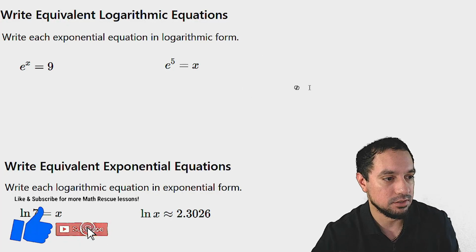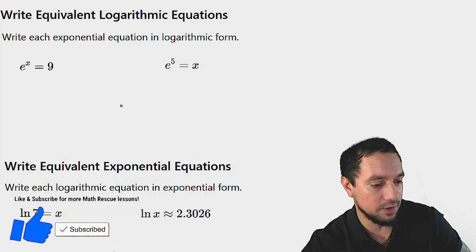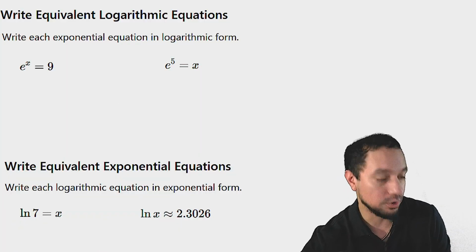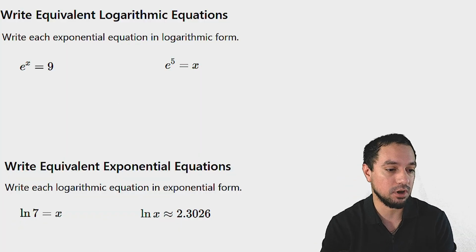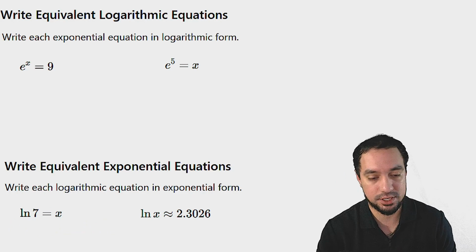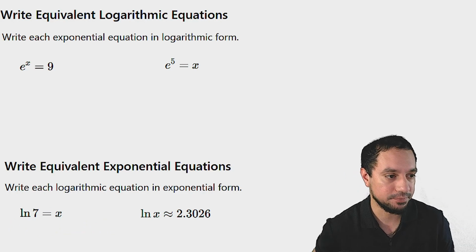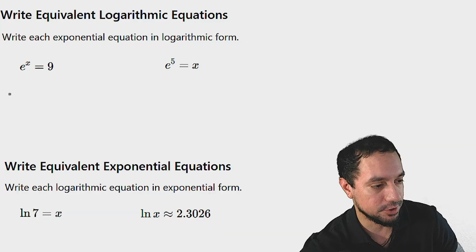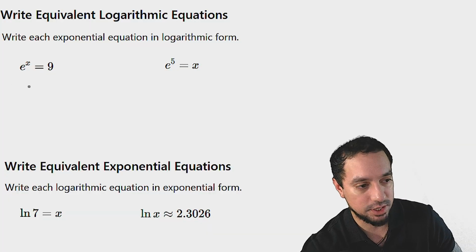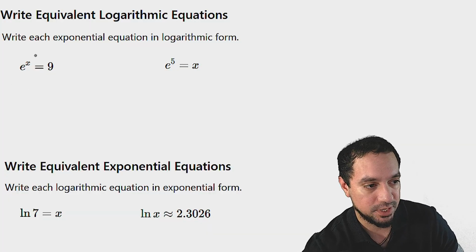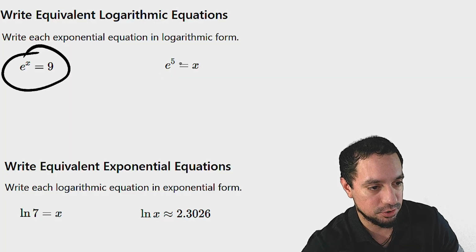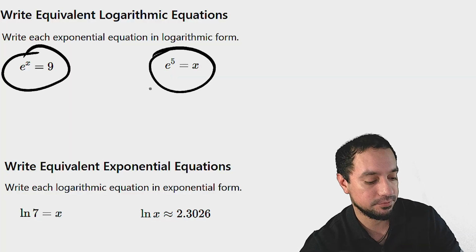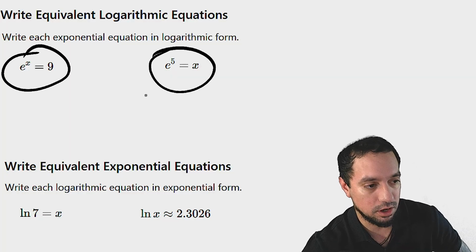Alright, so we have two types of problems here. One, we're going from exponential form to logarithmic, and the other, we're going from logarithmic to exponential. Let's do the first type. So I'm going to do this first one really slow. I'm going to do an extra step that I normally wouldn't take. We are currently in exponential form for both of these problems, and I want to take it to logarithmic form.